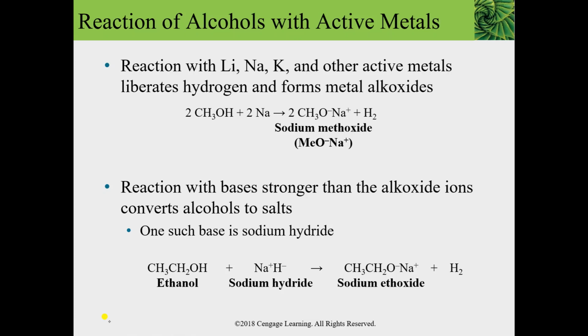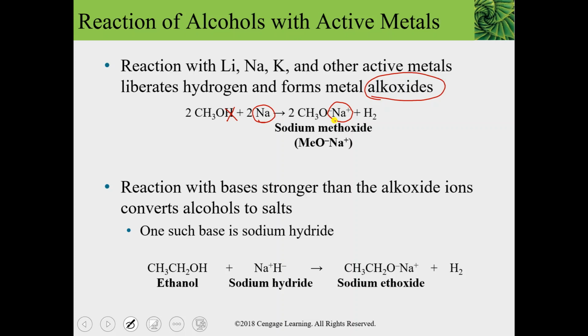When we talk about reactions with alcohols, we're going to focus first on the group 1 metals, the lithium, sodium, potassium, etc., and some of these other active metals. When we have these active metals, they form metal alkoxides. All that means is that when we had a hydrogen here, that got replaced by some metal. So this is sodium methoxide.